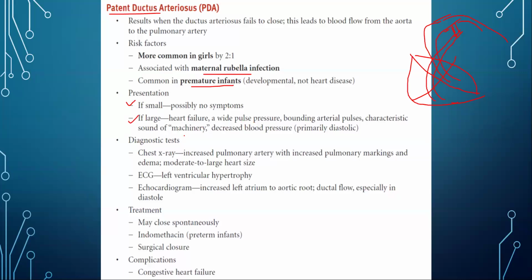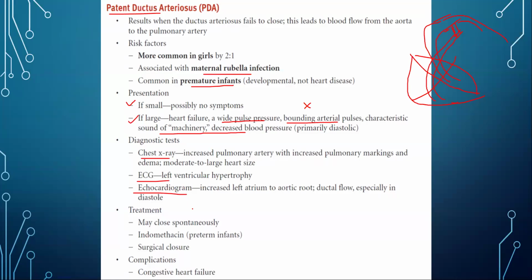Other than that, you can also get a continuous machinery murmur for PDA patients. Okay, you can get wide pulse pressure and bounding arterial pulses. Now these are not very important to remember. Just remember this continuous machinery murmur for PDA. Investigation is the same. So you do a chest X-ray, ECG, and to confirm the diagnosis, you have to do an echocardiogram.